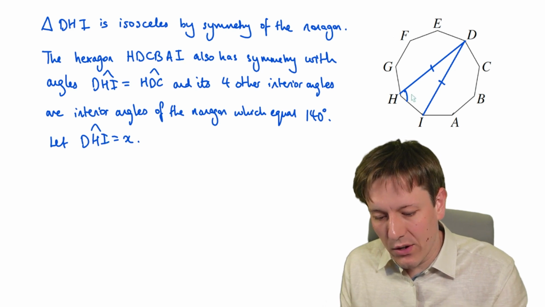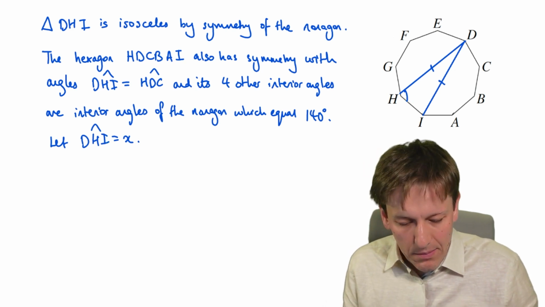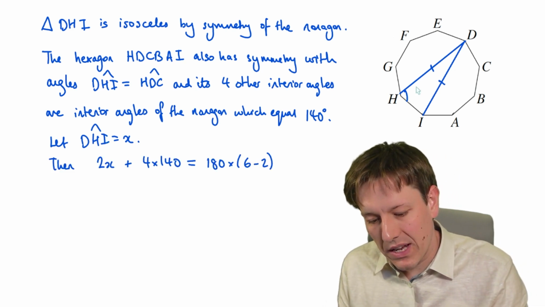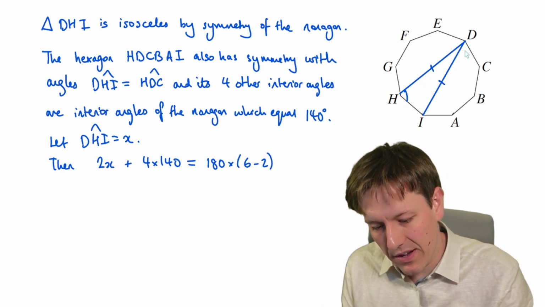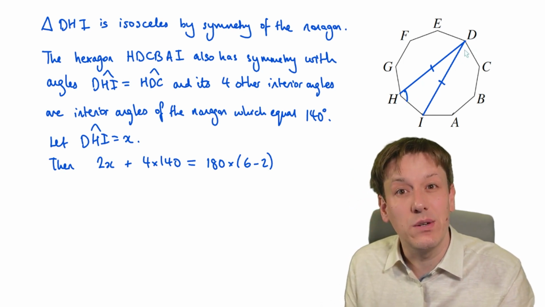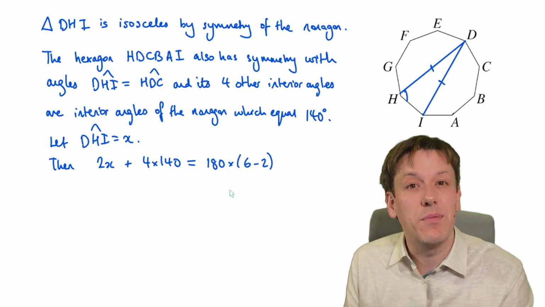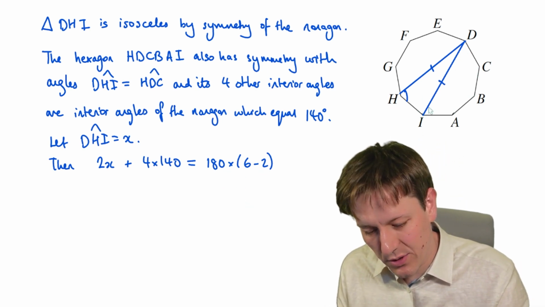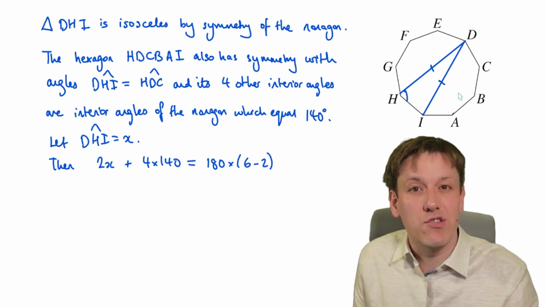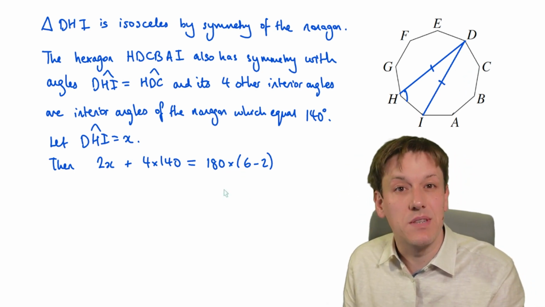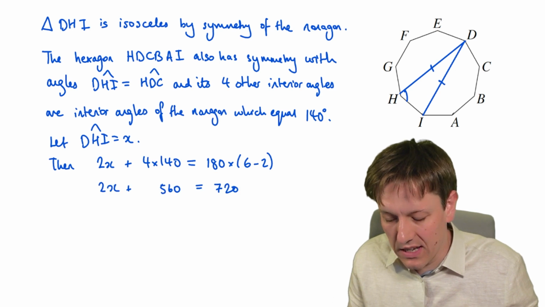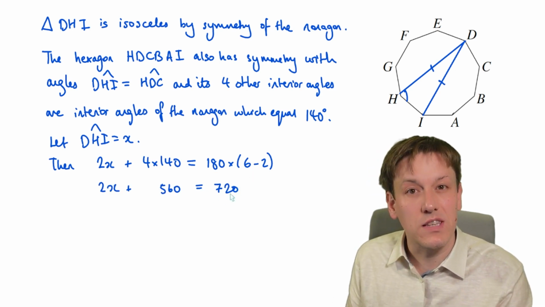So if we let the angle that we're looking for here, DHI, be equal to x, then we would have 2 lots of x, right, the DHI we have here, and the HDC that we've said is equal to it, plus the 4 interior angles of 140 degrees. That must be equal to the sum of the interior angles of the hexagon, which by the formula 180 times m minus 2 is 180 times 6 minus 2, or 180 times 4, which is 720 degrees.